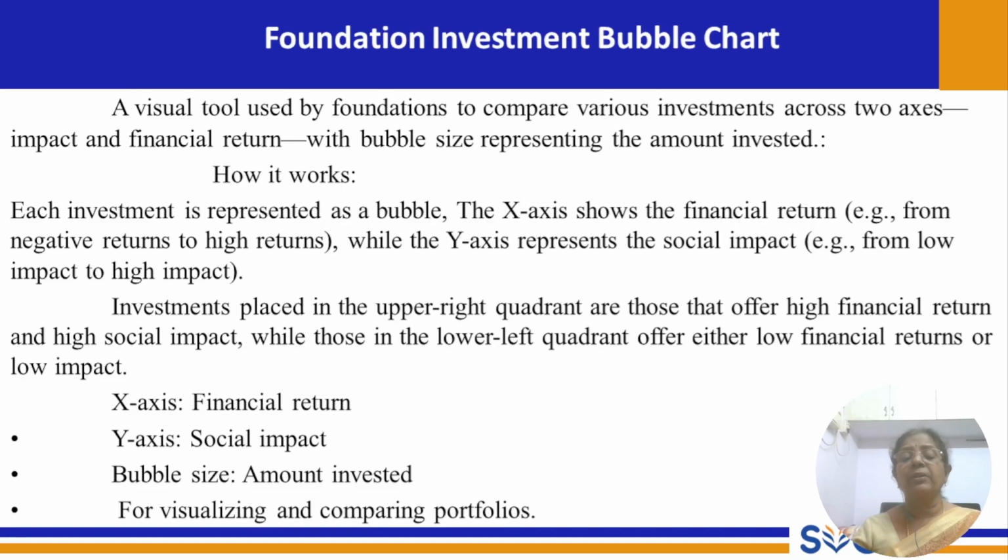Investments placed in the upper right quadrant are those that offer high financial return and high social impact, while those in the lower left quadrant offer either low financial returns or low impact. X-axis financial return, y-axis social impact, bubble size amount invested, for visualizing and comparing portfolios.